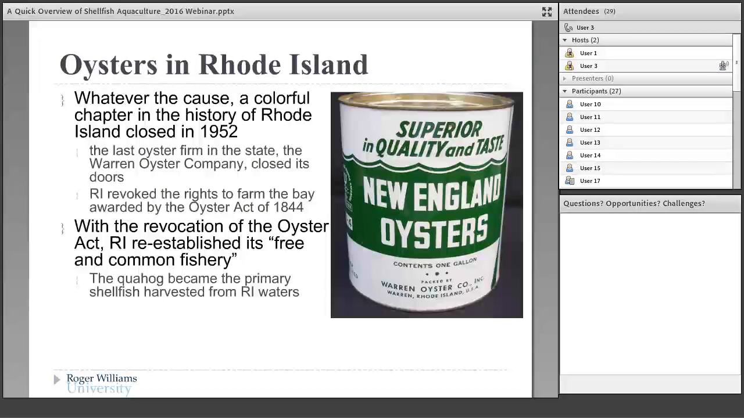So whatever the cause, the oyster history of Rhode Island basically closed in 1952 with the closing of the Warren Oyster Company, the last oyster producing facility in the state. Shortly thereafter, the state legislature revoked the Oyster Act of 1844, which then reestablished our bay bottom as a free and common fishery. And the quahog really became the primary shellfish harvested from Rhode Island waters starting in the 1950s.